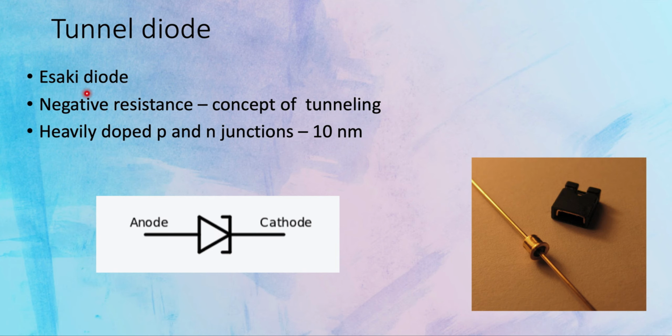Now a tunnel diode operates in negative resistance. There's a concept called tunneling. In a tunnel diode, both the p and the n junctions are heavily doped, about 10 nanometers. Now this is how a tunnel diode looks like.